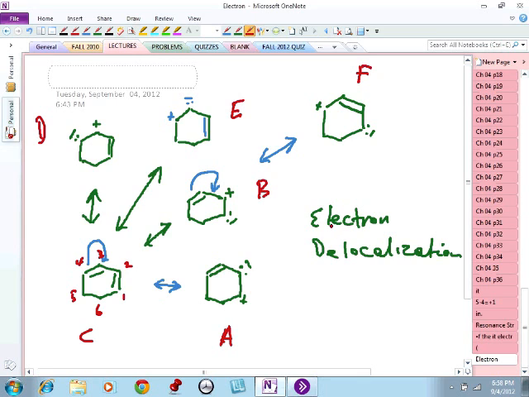Now, I also want to make something very clear. Resonance is not an equilibrium between two structures. You cannot show resonance by saying that these two structures, B and F, are in equilibrium with each other. No, that is not resonance. Resonance simply means that each one of those structures could represent that given molecule at any given time.